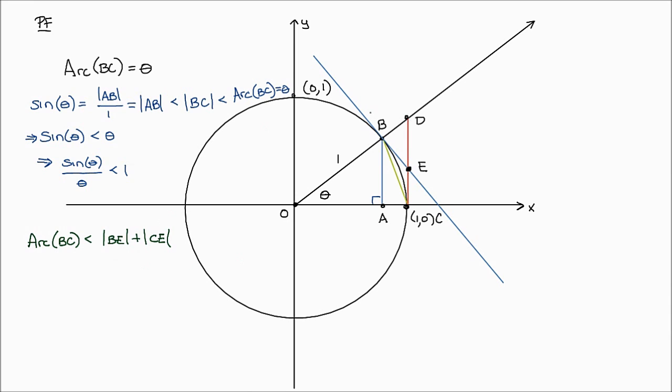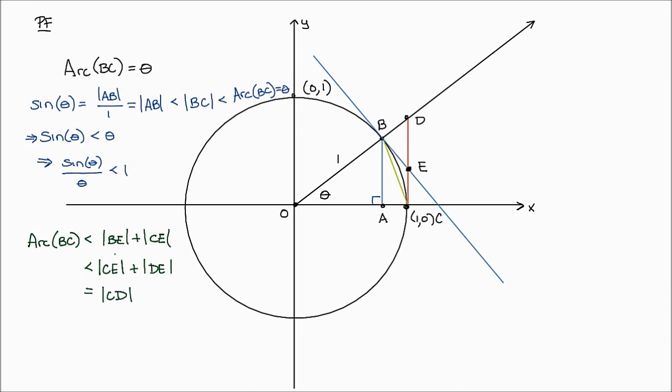And of course, that distance, B to E plus C to E, has to be less than the distance from D to E plus C to E. So let me write that in as well. Less than C to E plus D to E. And of course, a faster way of writing that is just the length from C to D.